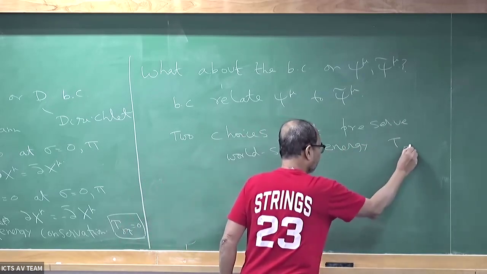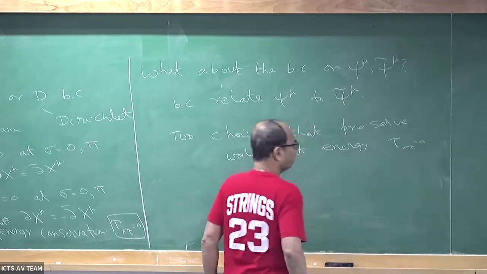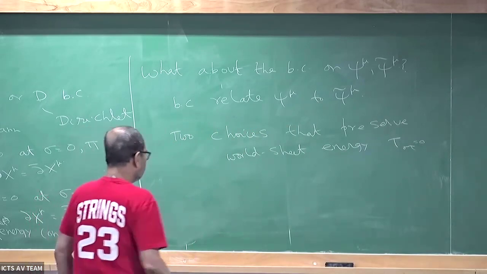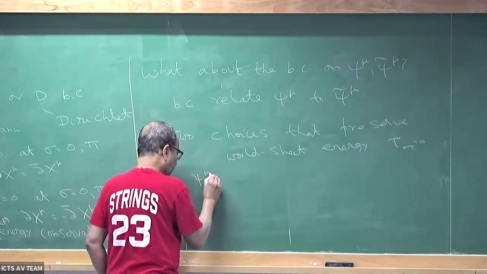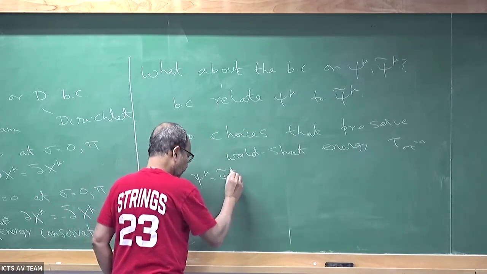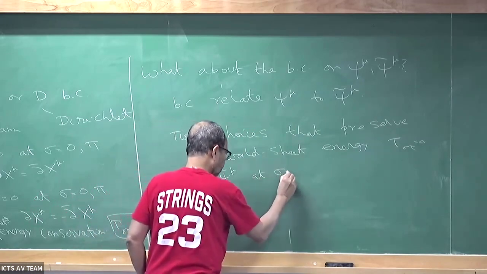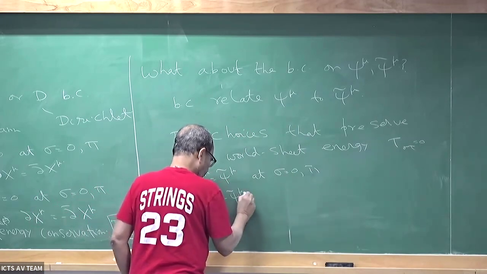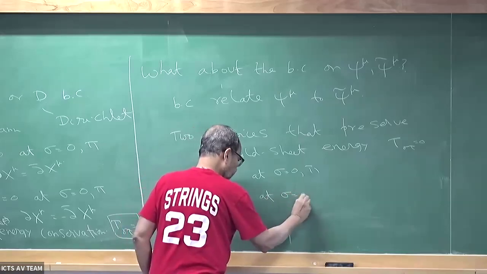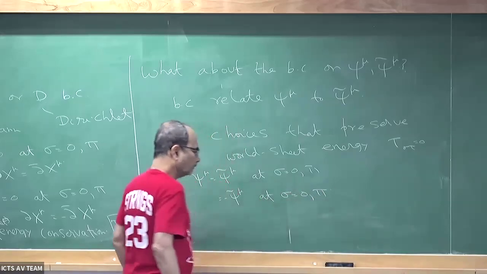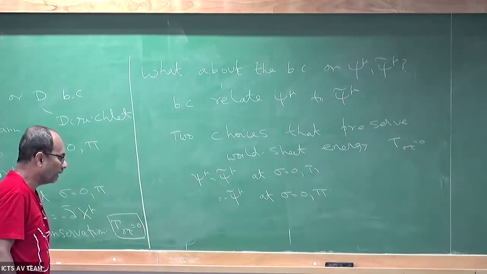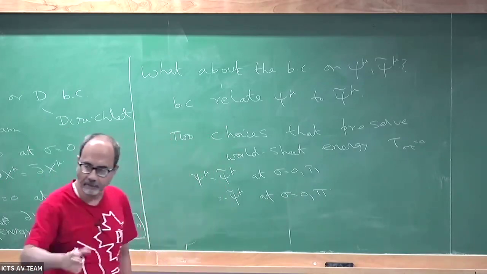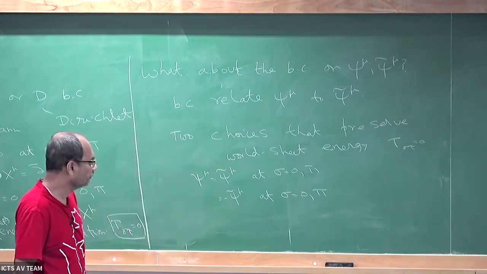Which means T sigma tau equal to 0. And that is either psi mu equal to psi tilde mu, or equal to minus psi tilde mu. This is assuming that the boundary conditions don't relate different sides. That it doesn't relate, for example, psi 1 to psi 2 and vice versa.